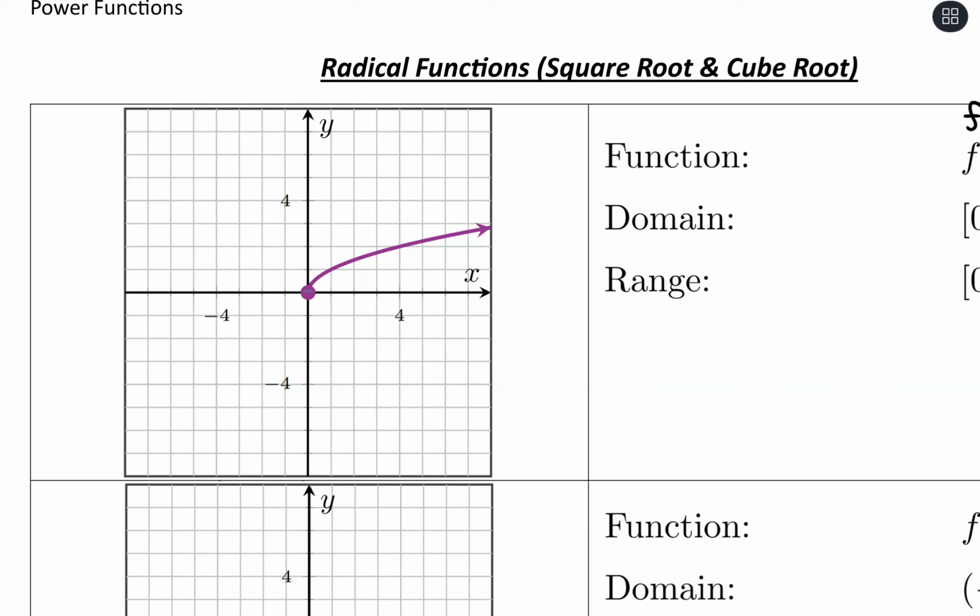Okay, so for domain, we're going to focus on where this point begins our square root function. In its initial form, it's at the origin. So our domain would start at 0 and then go off to infinity, and the range would be the same. And that would just adjust based on any horizontal or vertical shifts that we have with our function.